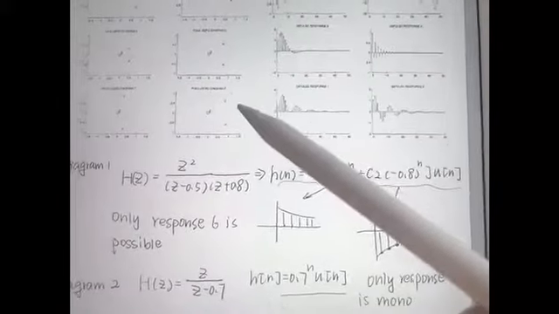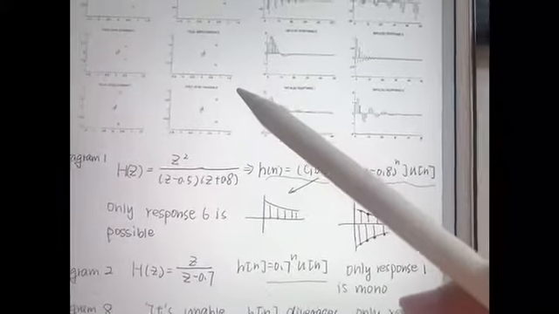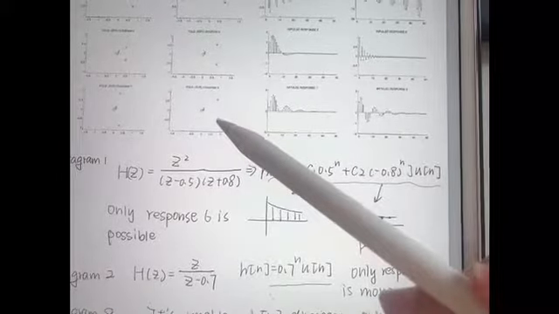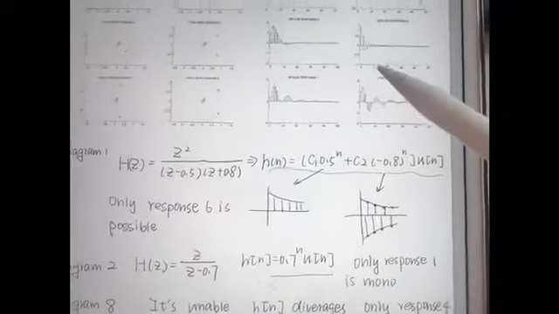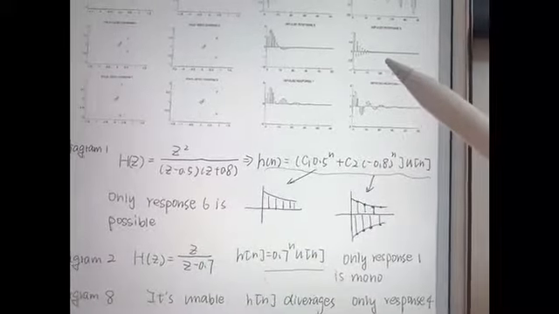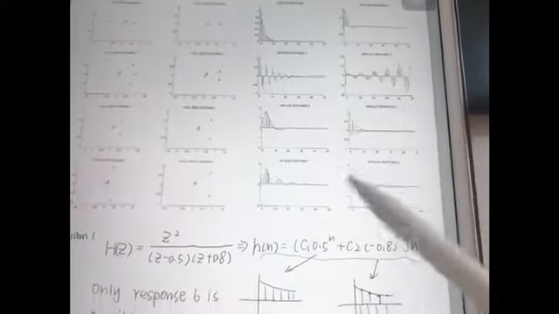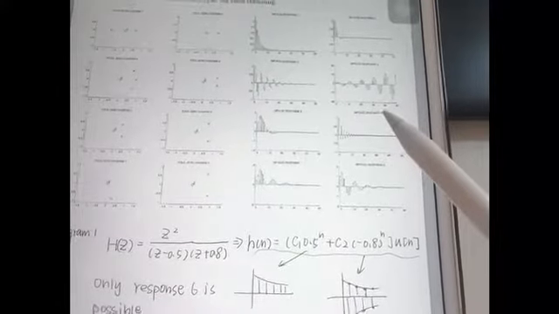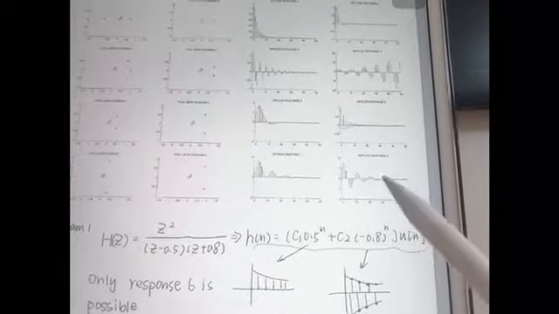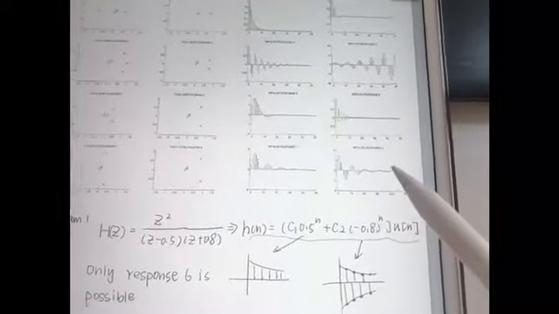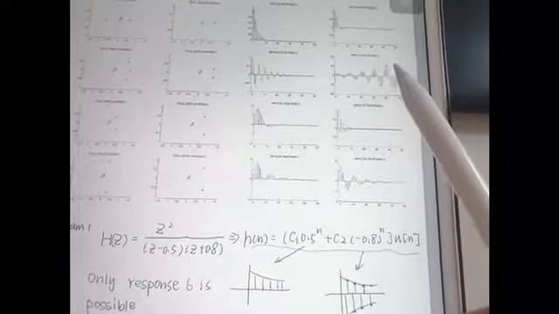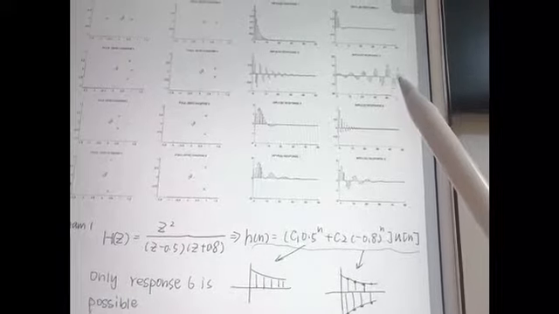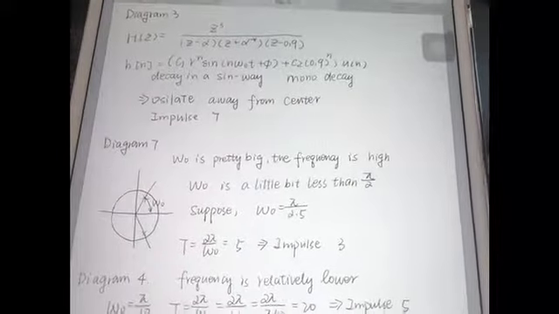That is diagram number 8. Because the pole is outside the unit circle, the system will be unstable. So we have a look at the 8 response pictures. We can find that response 4 is unstable, so diagram 8 is matched to response 4. Now we have a look at diagram 3.